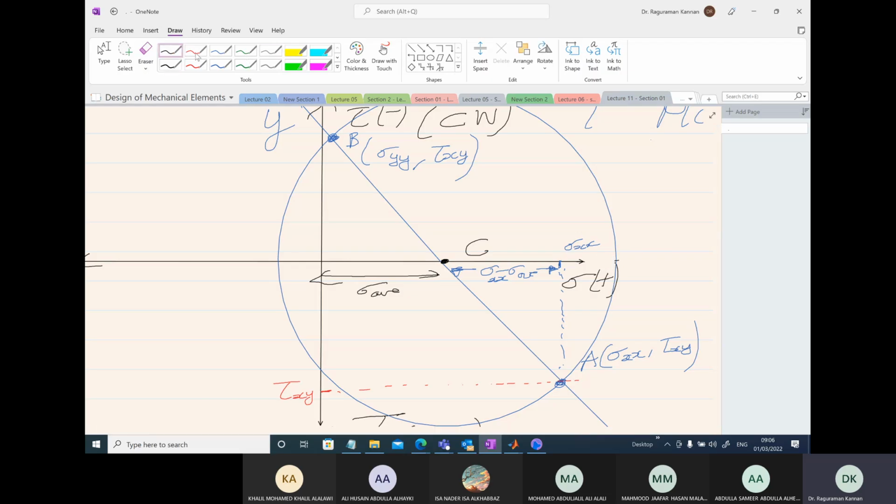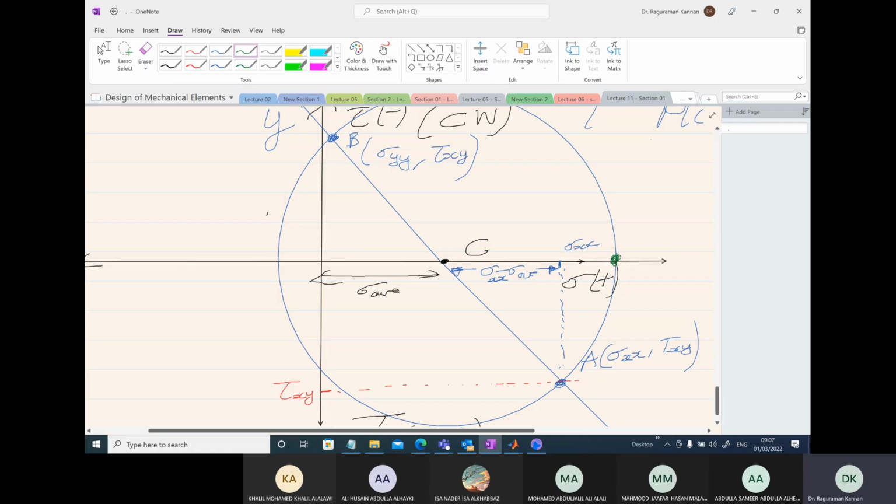Along the principal stress direction, we know that the shear stresses are 0. So we already have the maximum principal stress direction where shear stress is 0. Where is shear stress 0? On the sigma axis here. Right on the sigma axis, shear stress is 0. So we can identify the intersection points to find the principal stresses.